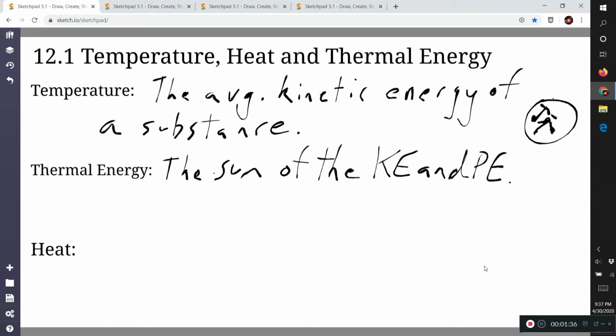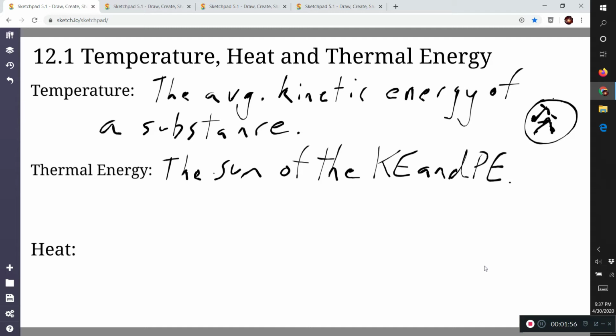Increasing temperature means you're increasing the average kinetic energy, which means thermal energy will go up. Increasing the amount of something will increase thermal energy because if we're summing up the kinetic energy of all the particles, more particles means more kinetic energy and potential energy.